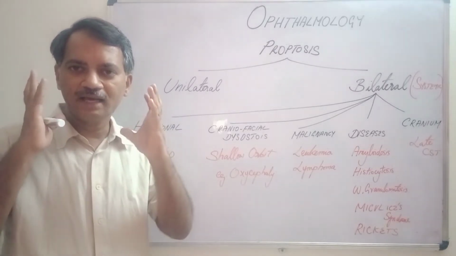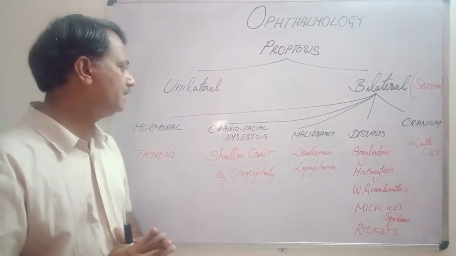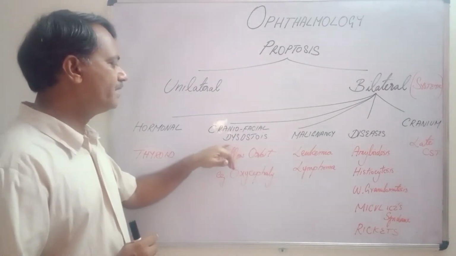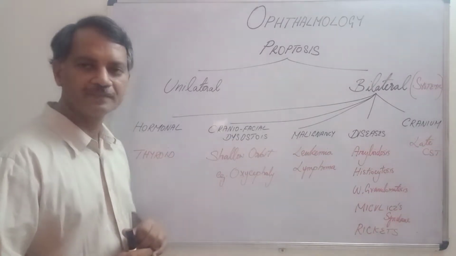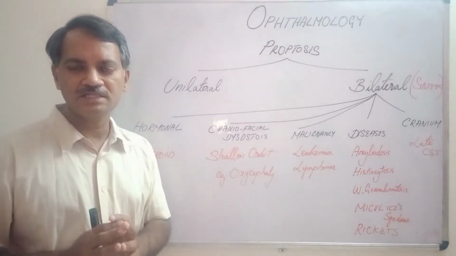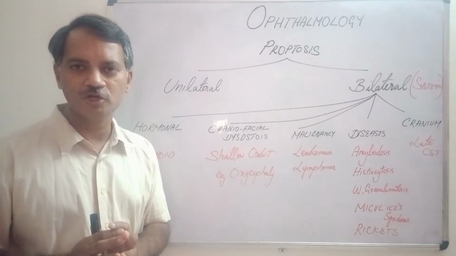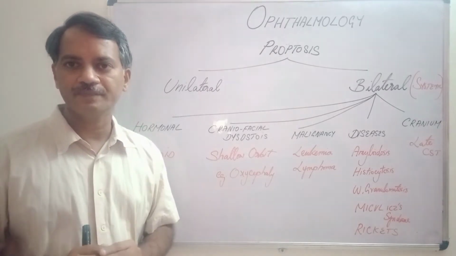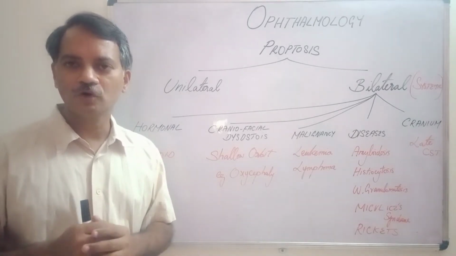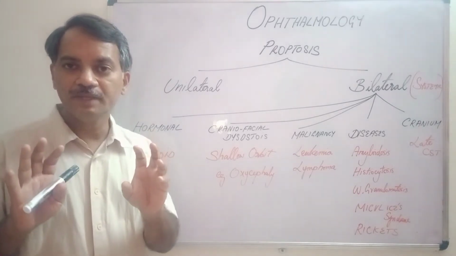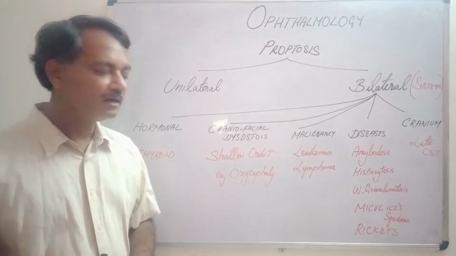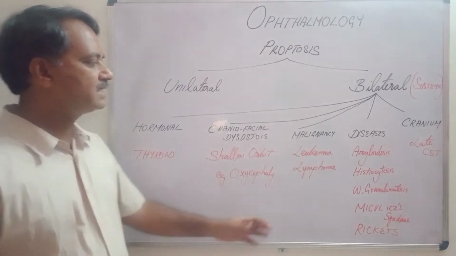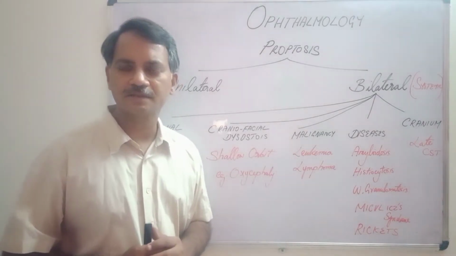There is improper development of the cranium and the face, which is called craniofacial dysostosis. In some conditions of this craniofacial dysostosis, the orbits may be very shallow. They may not be deep, so the eyeballs will be projected outside. An example is oxycephaly. Next is systemic malignancies.